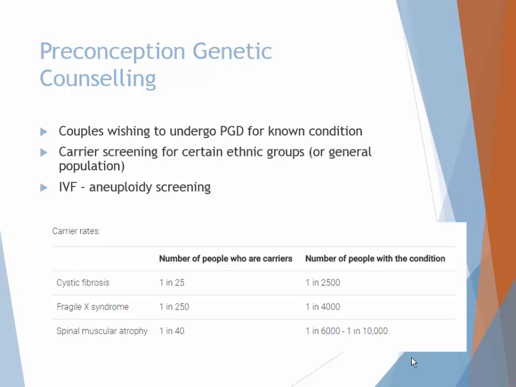As you can see, the risks of being a carrier are quite reasonable. Cystic fibrosis, in every classroom, one child would be a carrier, based on statistics, 1 in 25. But you would never know unless you did a test.